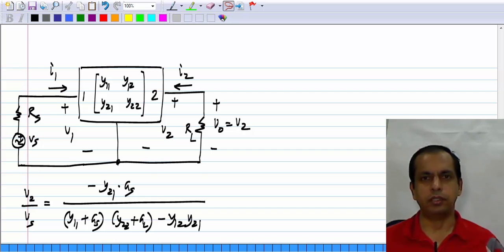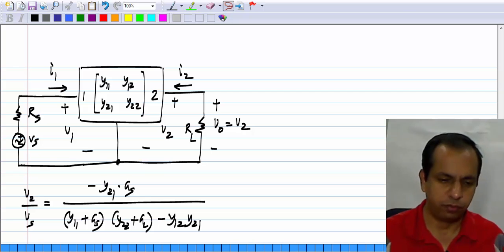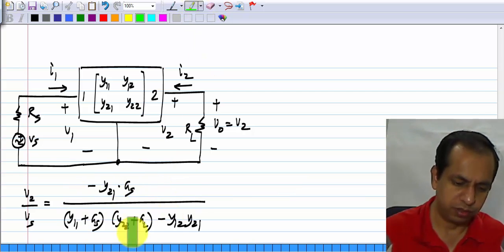We evaluated the gain of a 2-port, or to one side of the 2-port. To port 1, we connect a signal source which is modeled by a voltage source in series with a resistance, and to the other side we connect a load which is modeled by a load resistance RL. And the expression for the voltage gain we obtained was this one.